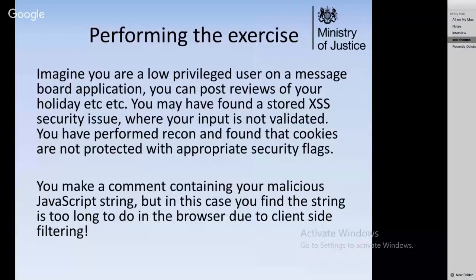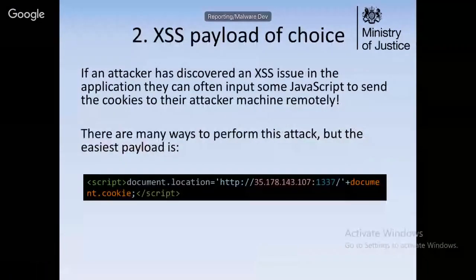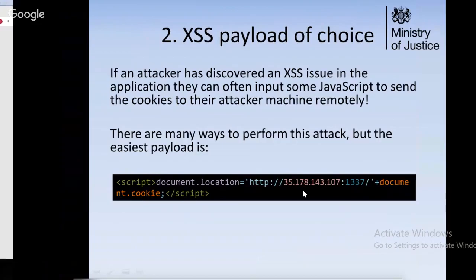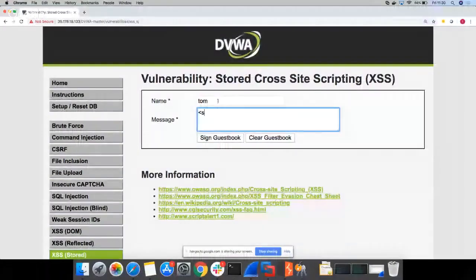So if we go through this, we can see that the payload we want to use is going to be something like this. We've got some script tags. We've then got a document.location, which is where we want the application to make a request to. So this is our attacking machine on port 1337, and then we want to send it this document.cookie, which is the piece that contains the session ID for that user. So if we do another one, but a script alert, we should then see document.cookie.